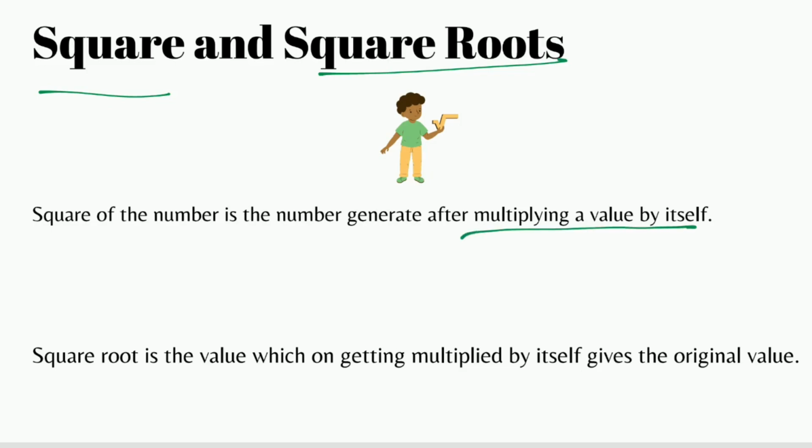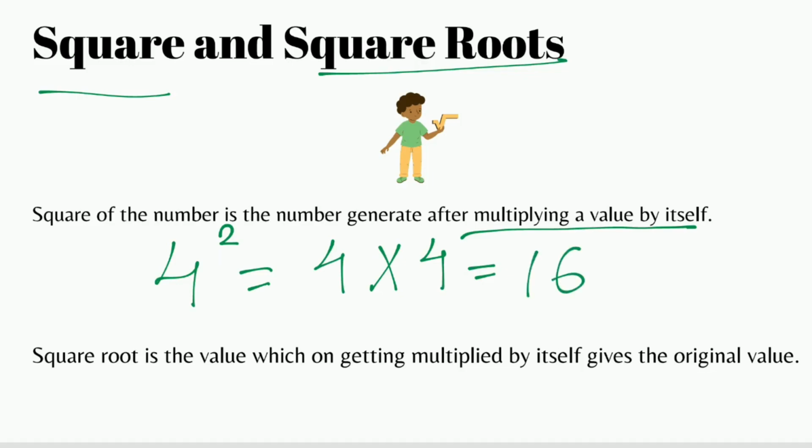For example, if somebody asks you what is 4 squared, that means 4 needs to be multiplied by itself. So 4 into 4 becomes 16. So 4 squared is 16.